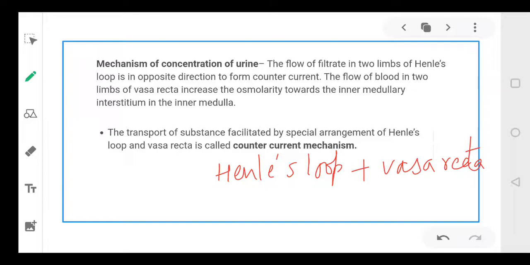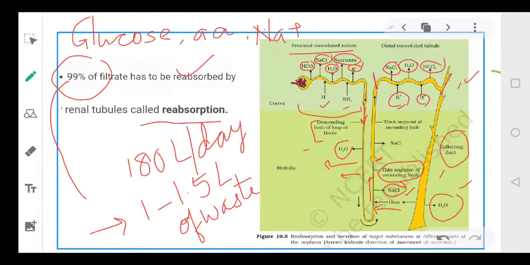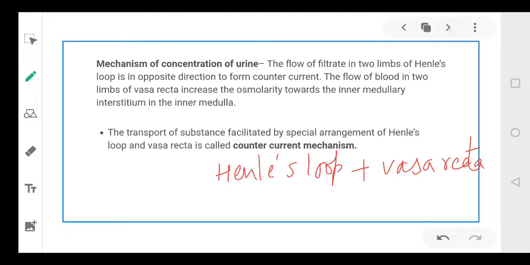Now if you have noticed, there is a opposite flow in the two portions of the Henle's loop. अभी हमने देखा था कि जो Henle's loop है जो डिसेंडिंग है उसमें मूवमेंट जो है लिक्विड की नीचे की तरफ होती है, जबकि जो हमारा असेंडिंग लिम्ब है उसमें मूवमेंट जो है लिक्विड की ऊपर की तरफ होती है. So in both the limbs of the Henle's loop, the movement of fluid is opposite, and thus it forms a counter current.